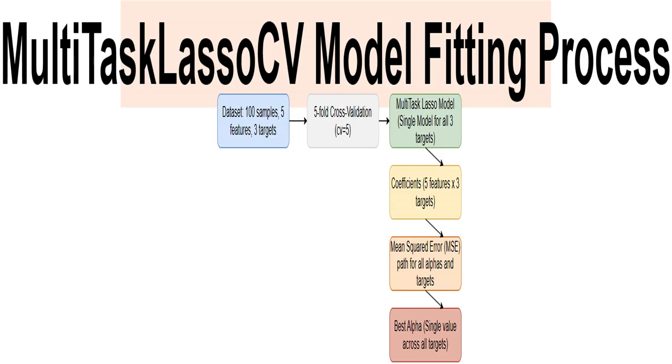I'm fitting a single MultiTaskLassoCV model. It's not fitting separate models for each of the 3 target variables. Instead, it cleverly learns from all targets simultaneously. This is the core idea behind multitask learning. Share information across related tasks.